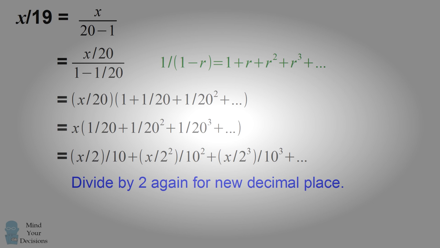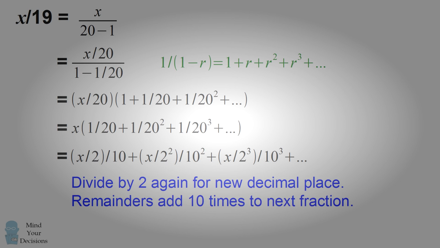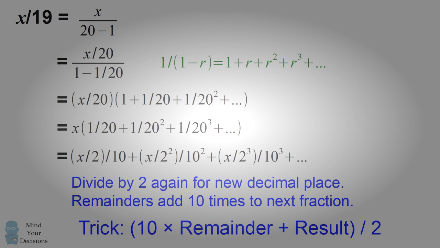Now what happens if you have a remainder? Well, as you can see, each term is going to be 1/10 of the previous term. So if you have a remainder, that's going to add 10 times to the next fraction. When you get a common denominator, you're going to have to multiply that remainder by 10 so you can add it to the next fraction. So this is how we get the procedure where we repeatedly divide by 2, which is how we can figure out the decimal expansion for any number over 19.